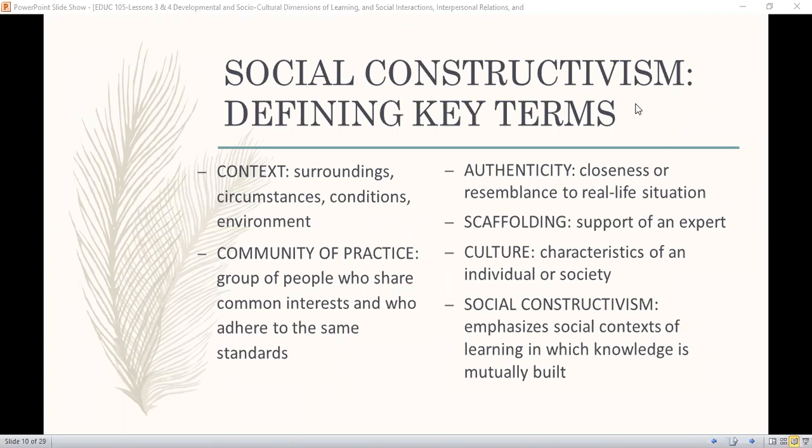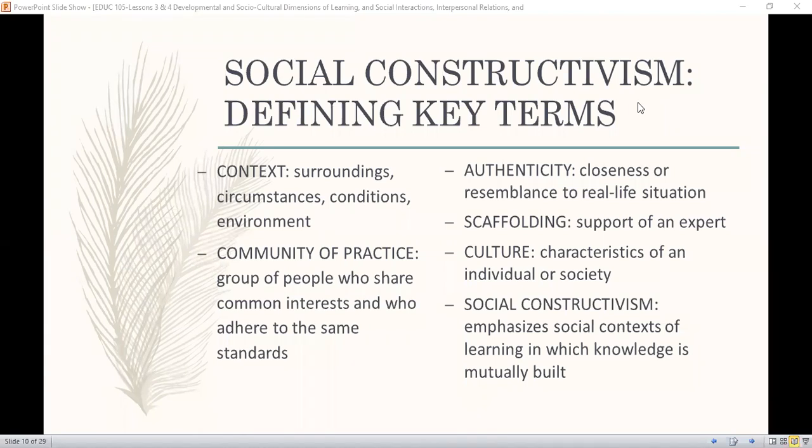Okay, like for fruits, if what we discussed is different kinds of taste, bring real objects, not just the picture. Because if it's only a picture, it's not authentic. Okay? So next is scaffolding. This refers to support of an expert. Next, we have culture. This refers to the characteristics of an individual or society.